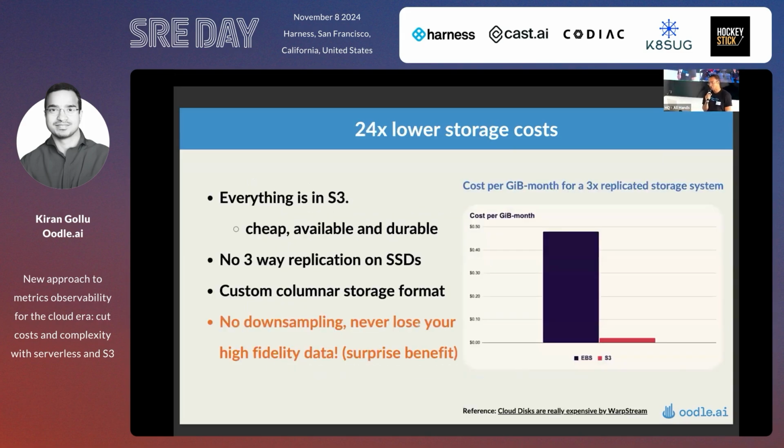We're able to achieve 24x lower storage cost by using S3 instead of cloud disks like EBS. Here, I think we borrowed this graph from Bob's Stream blog. This is assuming that you're replicating the data in a three-way manner, and S3 cost would be 0.023, and then EBS would be 0.48. That's like a 24x cost improvement.